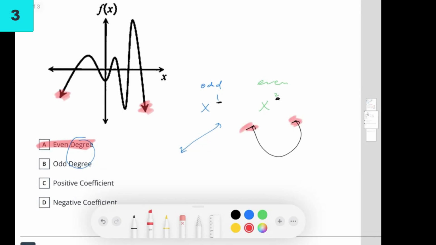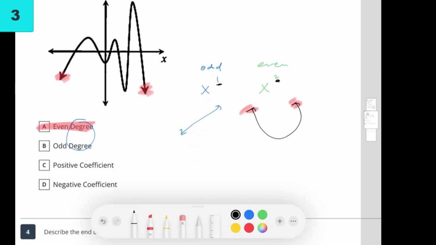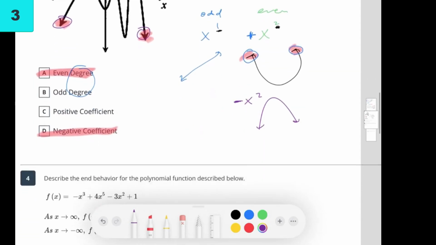Okay, the next thing is the leading coefficient, which we talked about in the last problem. And notice how this graph has my arrows pointing up. This would be a positive coefficient, and if I make it point down, this would be a negative x squared. So this graph has a negative coefficient because the arrows are now down, not up. So your answers are both A and D.